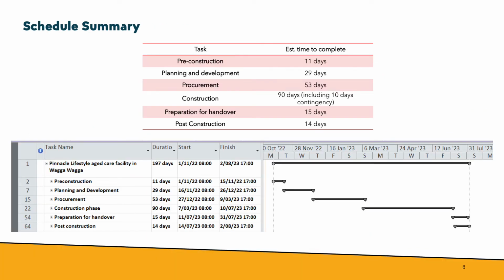The schedule summary. In that, I have shown the estimated time to complete each stage, and the total project time would be around 197 days, excluding all the defects and liability period. And also, I have given the in detail project schedule in the report.